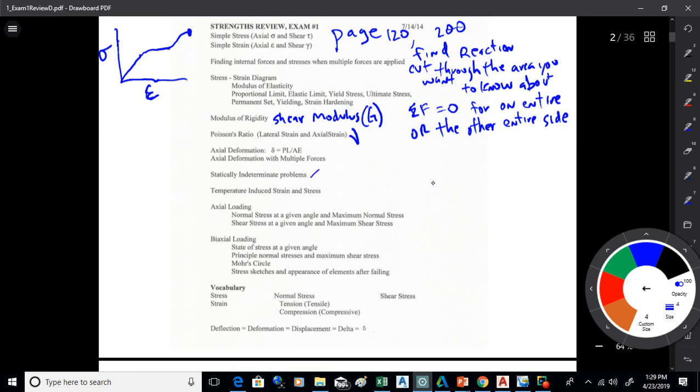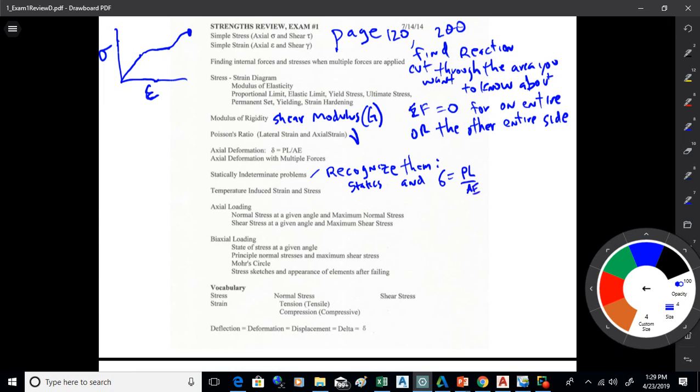Statically indeterminate problems, the first thing you want to do is recognize them, okay? And that seems to be a problem on these midterms, people don't recognize them. So understand that. Can you solve it with statics? If you can't, you've got to use strengths. It's a two-part process, right? Step one is to recognize them. Step two is to use statics and delta equals PL over AE, right? Okay.